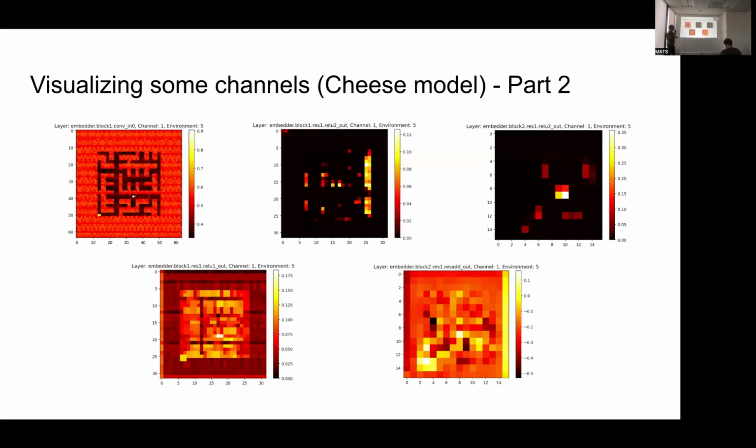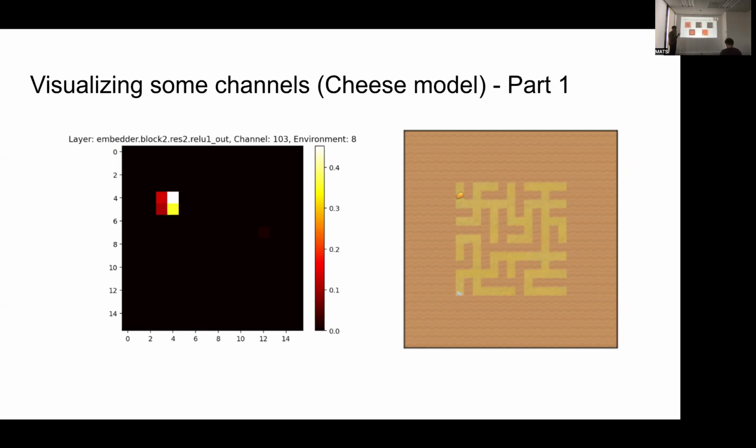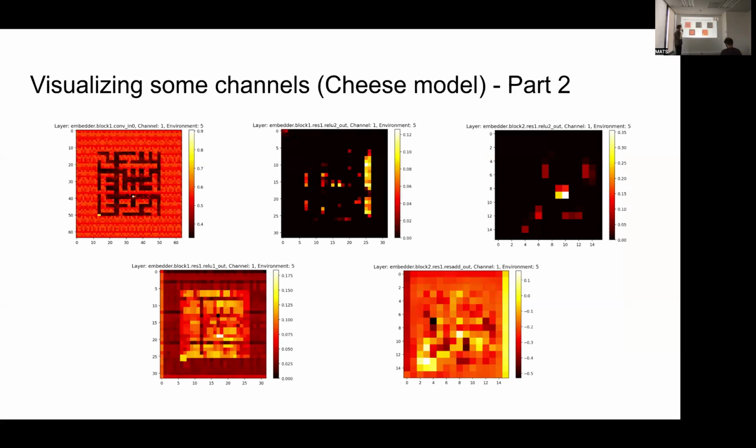Also, when you use the probes to calculate the probe scores for the cheese in different channels, you can rediscover these cheese channels by basically keeping track of which channels have the highest probe score, whereas Alex Turner had to look through things manually. This is just a neat little property of using probes.